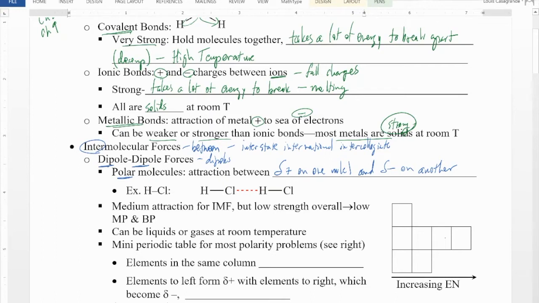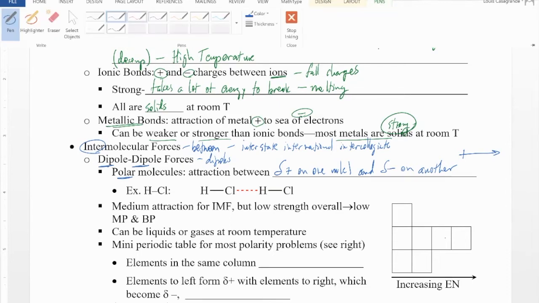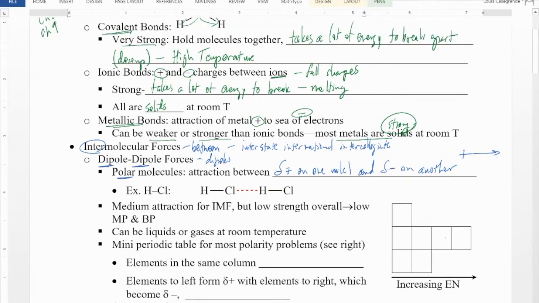Now, because I've drawn the pluses and minuses here, I want you to realize in the previous unit, in chapter 9, we were able to draw the dipole arrow. But that dipole arrow is not going to be as useful now because it's not going to tell us where the negative is. So I don't want you to use the arrows now. I want you to stick to the positives, the delta plus and delta minus.